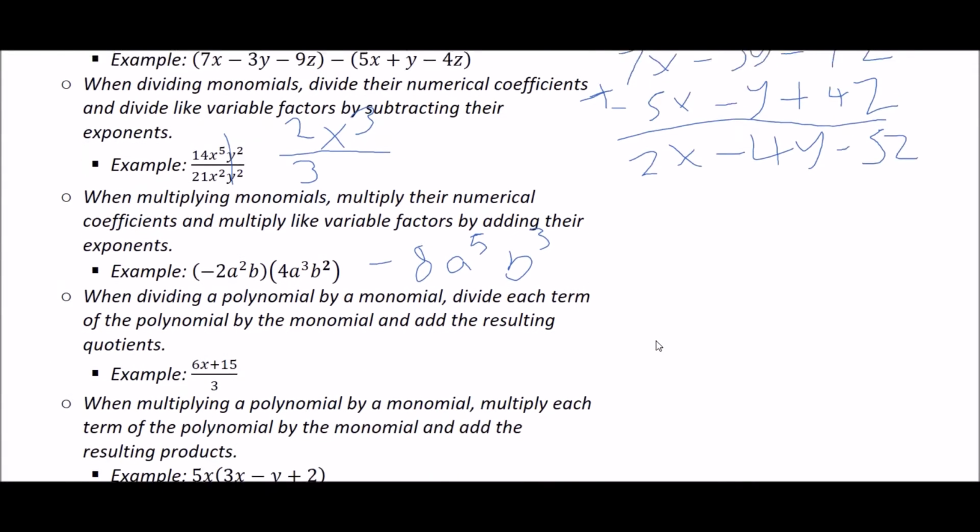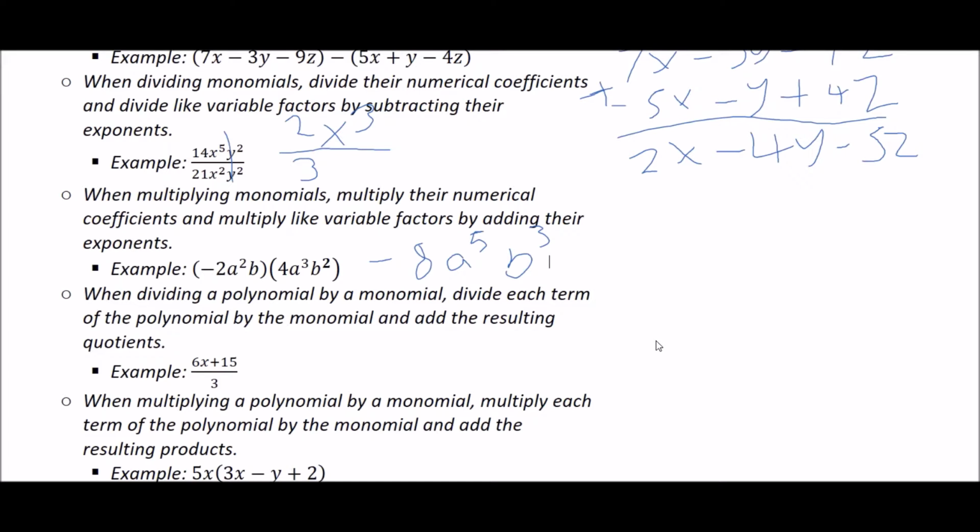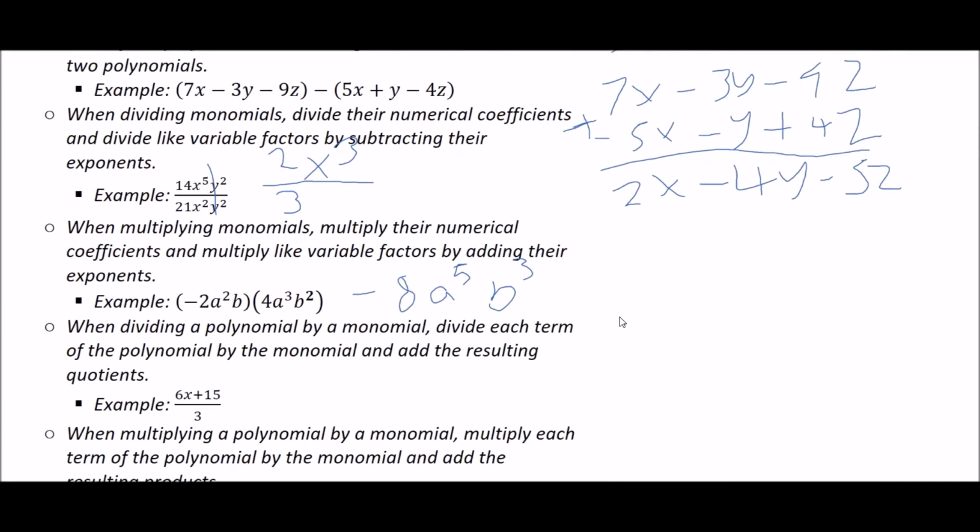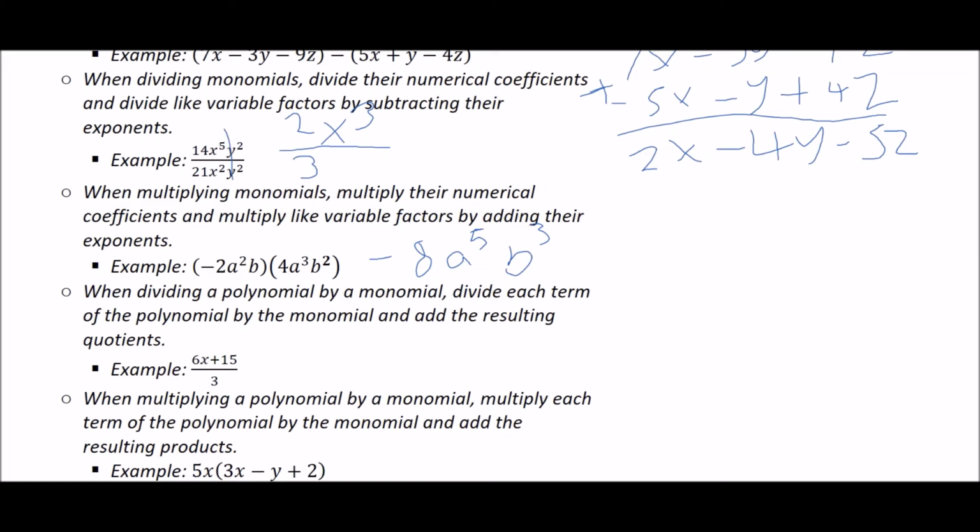Alright, when dividing a polynomial by a monomial, divide each term of the polynomial by the monomial and add the resulting quotients. So what that means is, let me get my pen again. You do 6x over 3 plus 15 over 3. That's the same thing as doing 6x plus 15 over 3. And so now you can do 2x, because 6 divided by 3 is 2, plus 5, because 15 over 3 is 5, and that's your answer.